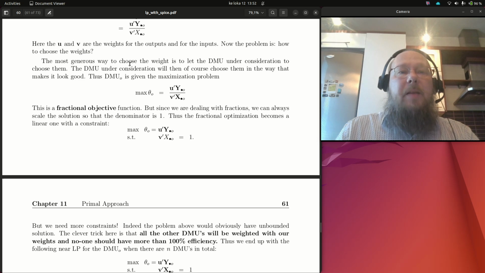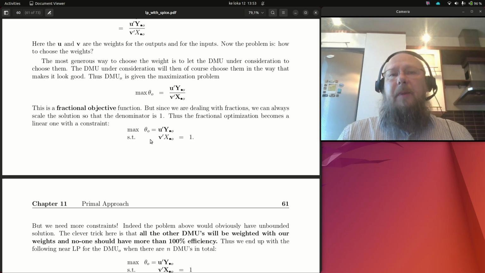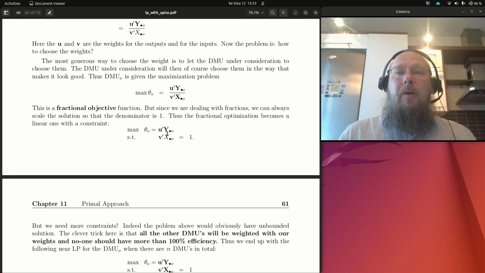So maximizing this is the same as maximizing the upstairs, subject to the constraint that the downstairs equals 1. So we have arrived at this kind of maximization problem, and this is a linear problem. Of course, this is not a very good problem yet, because maximizing with this, well, take V whatever so that this is 1, and take U as big as you like, so this becomes bigger and bigger and bigger. So this is actually an unbounded problem. So there are not really constraints yet.